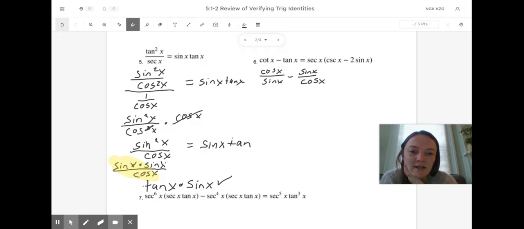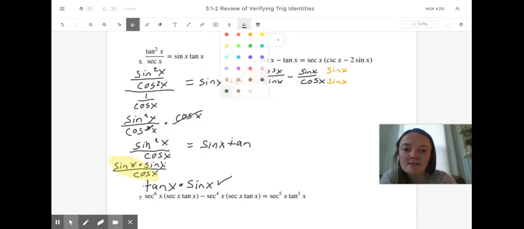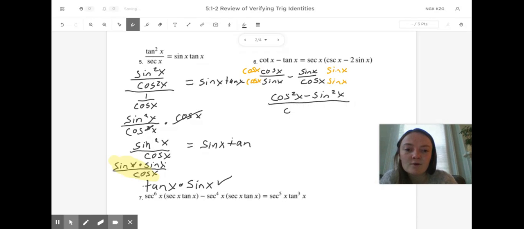What I could do here is try to get a common denominator so I could actually subtract these. I'm going to multiply the first by the denominator of the second, so cosine x, and multiply the second by the denominator of the first, so sine x, sine x. If I simplify this out, I get cosine squared x minus sine squared x all over cosine x, sine x. And the question is, does it equal secant x times cosecant x minus 2 sine?